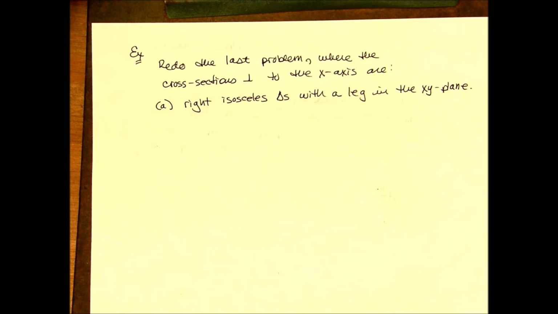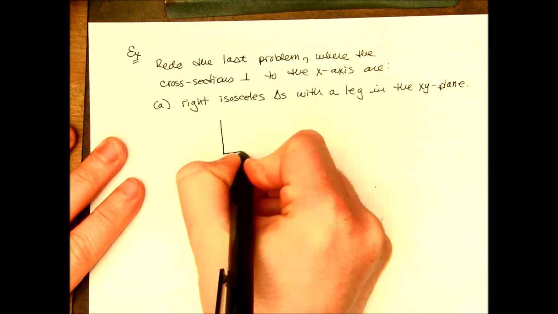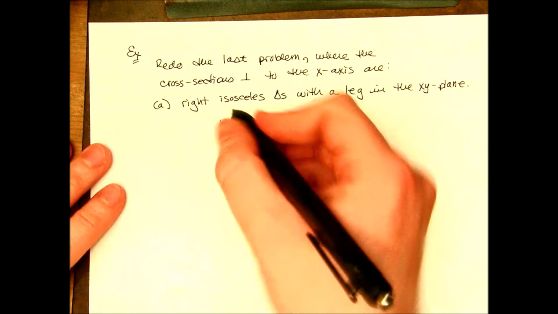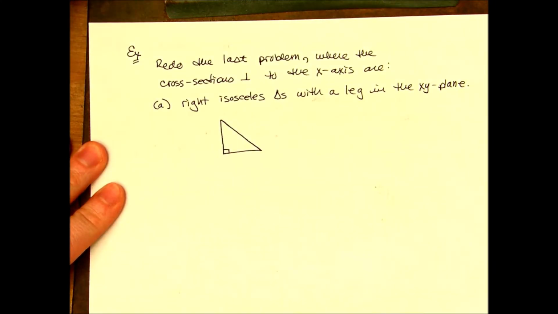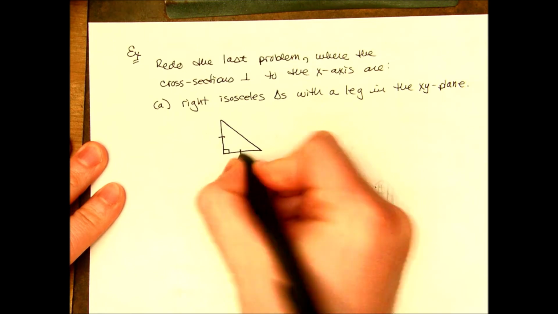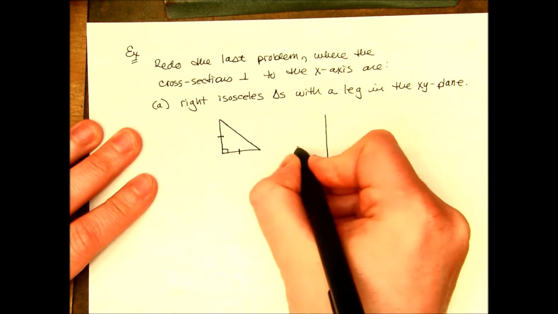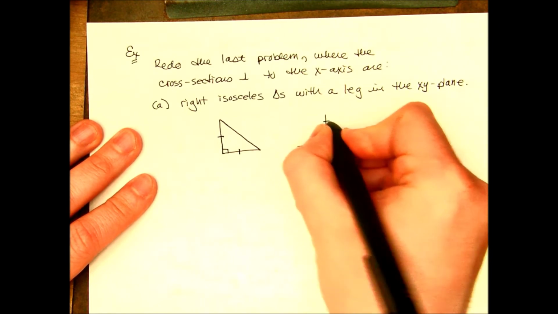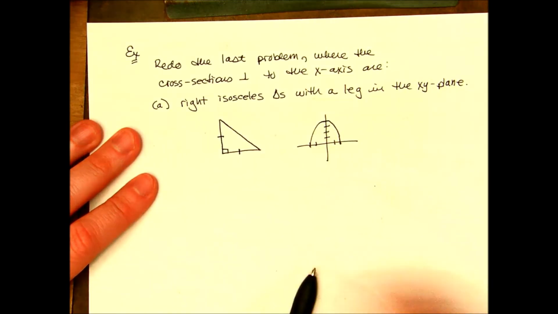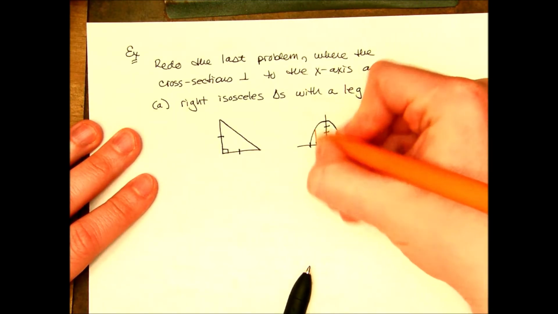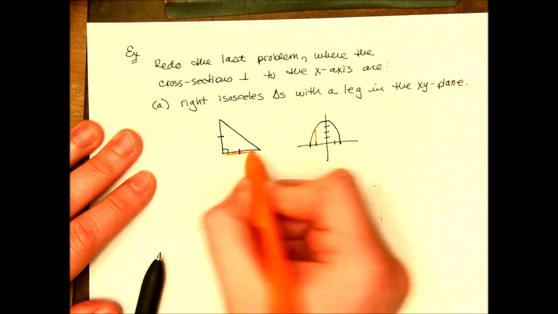I promise that sounds more complicated than it actually is. I want a right triangle. Right triangle. Isosceles, which means two of the sides are equal. The leg, that's the thing in the xy plane. So if I go back to my region from the previous problem, that vertical line matches up with the base of one of the triangles.